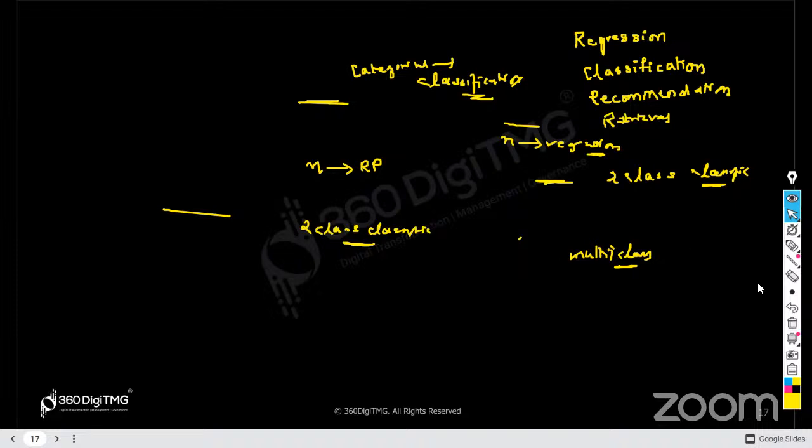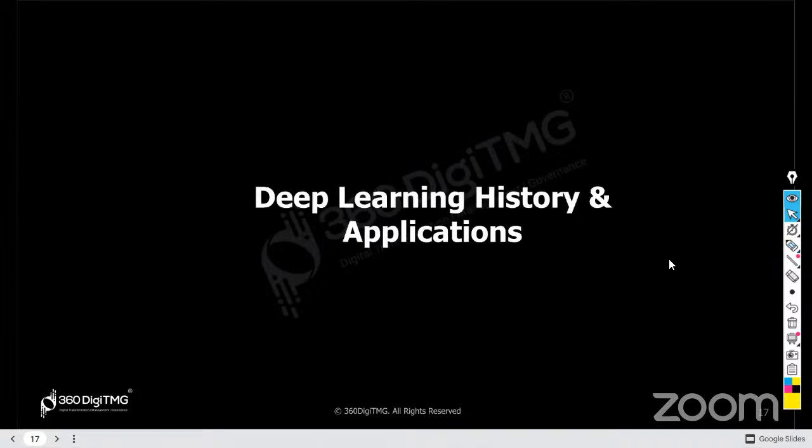All these things are problems that we have to classify as either regression, classification, recommendation, or retrieval. So you have to understand these things properly. And what else are there?